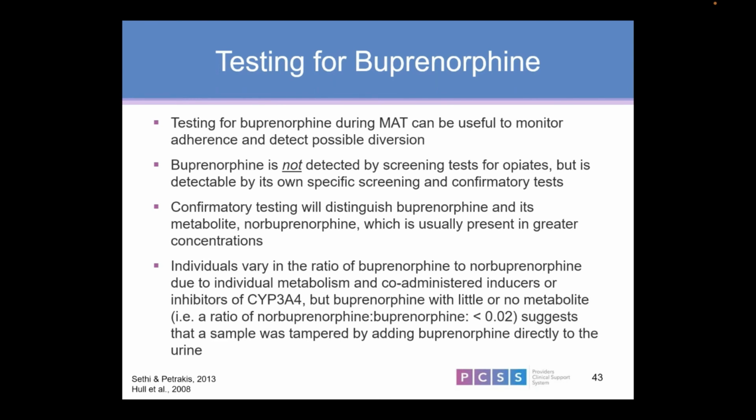So if you're seeing consistent ratios of buprenorphine to norbuprenorphine with a specific patient over time and it changes dramatically, now there's a high level of buprenorphine and very little norbuprenorphine, you could rest assured that they hadn't taken it for a couple of days and now they just took it yesterday or even the day of the tox screen.